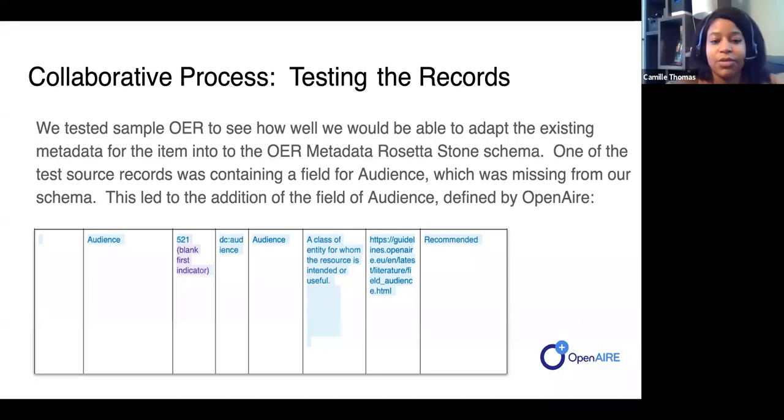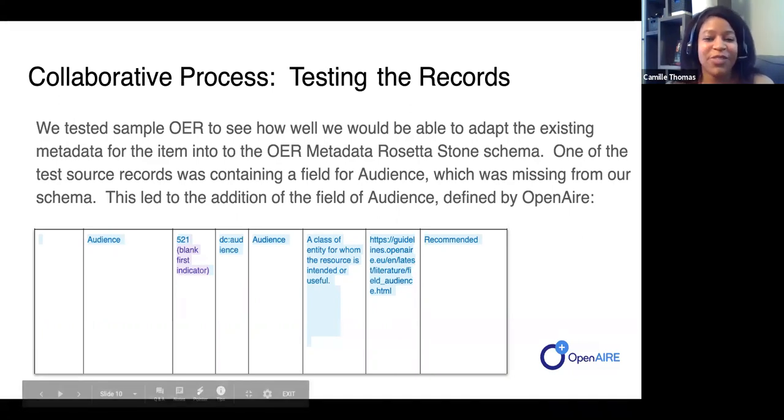So, for example, we added the field for audience, which was missing from our original schema, but was a part of a record that we tested. And there were a few others. And so we defined that one according to OpenAIRE as well. And I think there were a few others. There were some that didn't quite make it in, which, next slide.